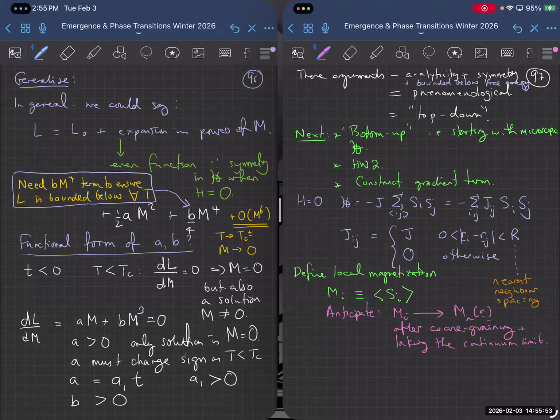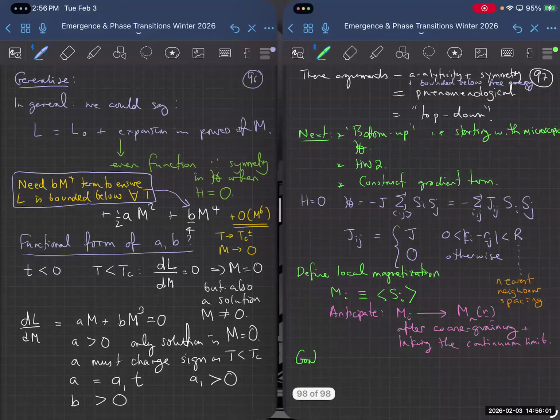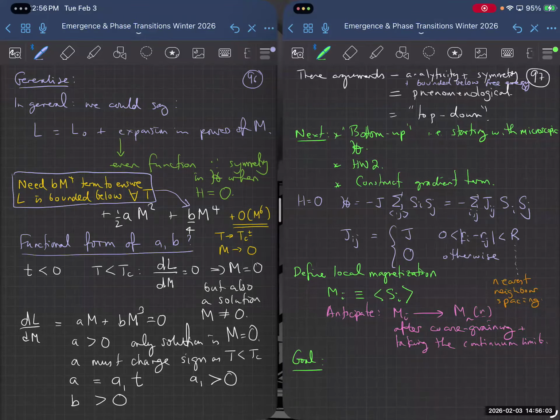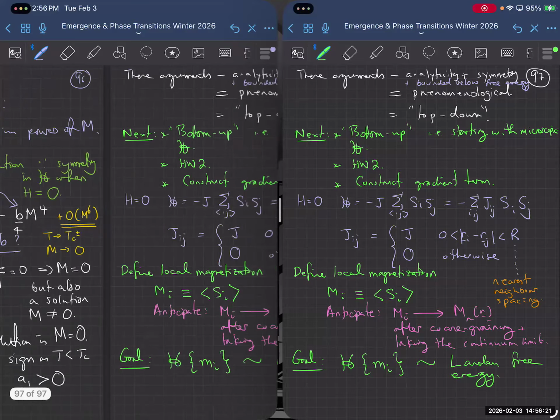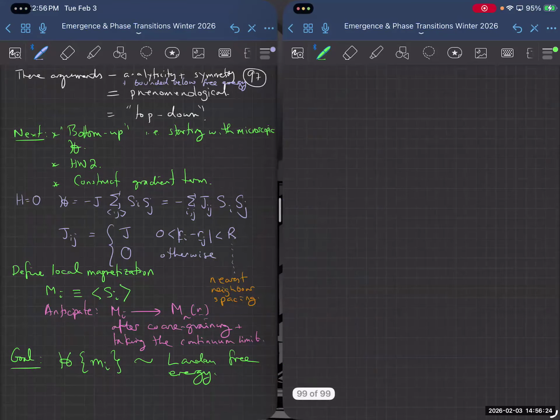And so what we want to do is, the calculational goal, we want to express the Hamiltonian as a function of these local magnetization. And then we're going to say that that thing is somehow the same thing as the Landau free energy. We're going to see if we can do that. And what I'm going to focus on here is just the gradient terms, because the other ones are fairly simple. So now we're going to just look at the gradients.